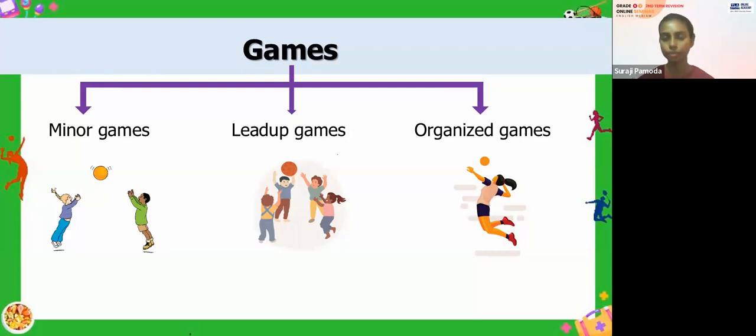And then lead up games means the games that are used to improve the skills of organized games, right? So I told you previously, there is a set of skills in each game. In volleyball, netball, there are skills. So to learn and improve those skills, we make some games. We call them lead up games, right? So did you understand that one?